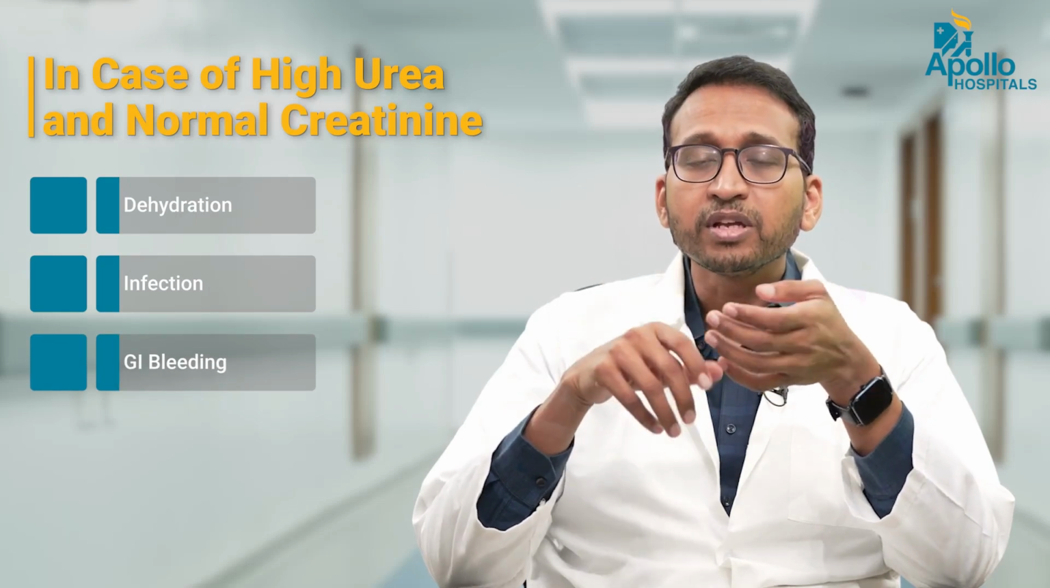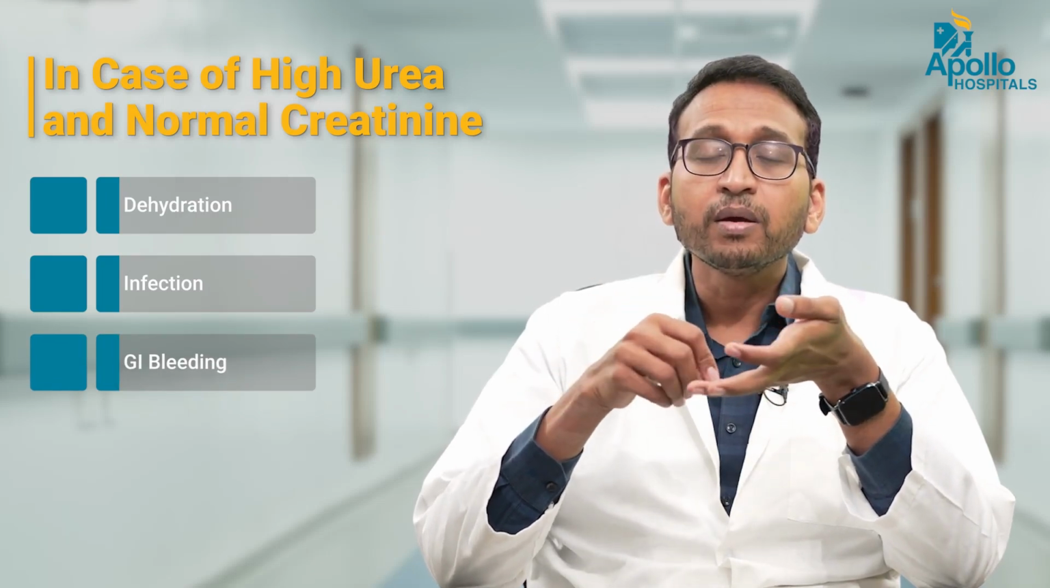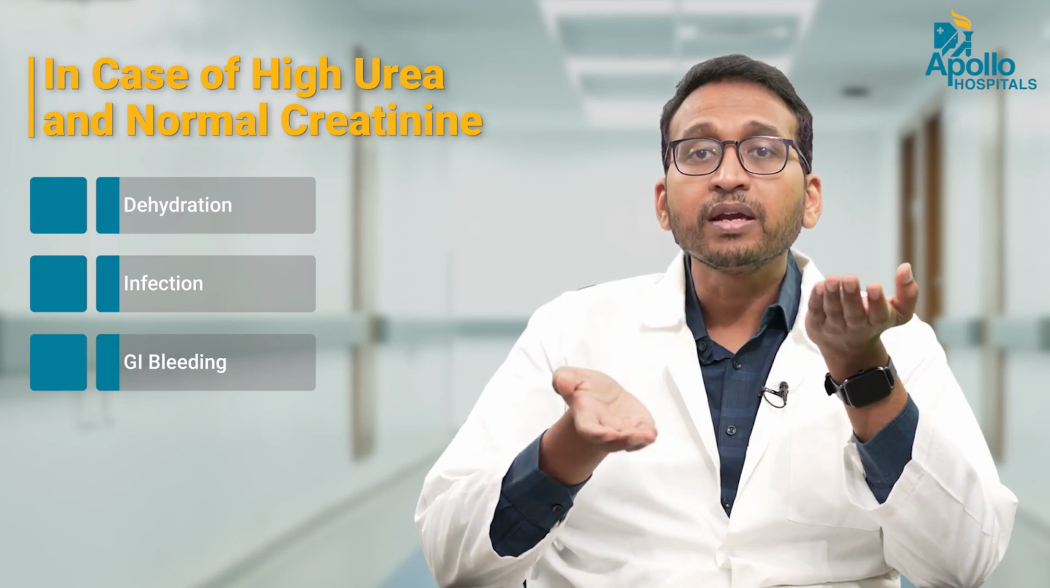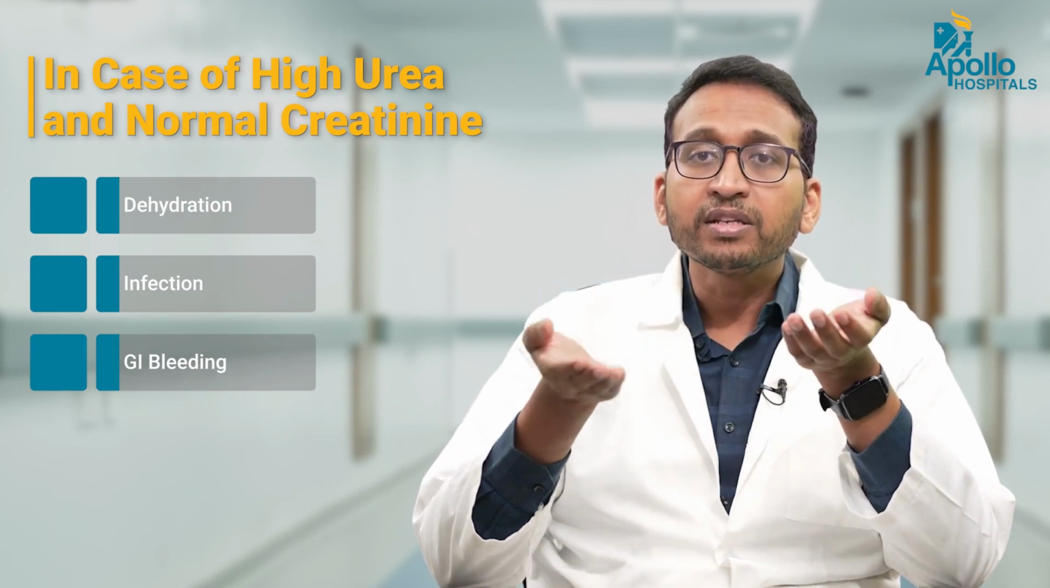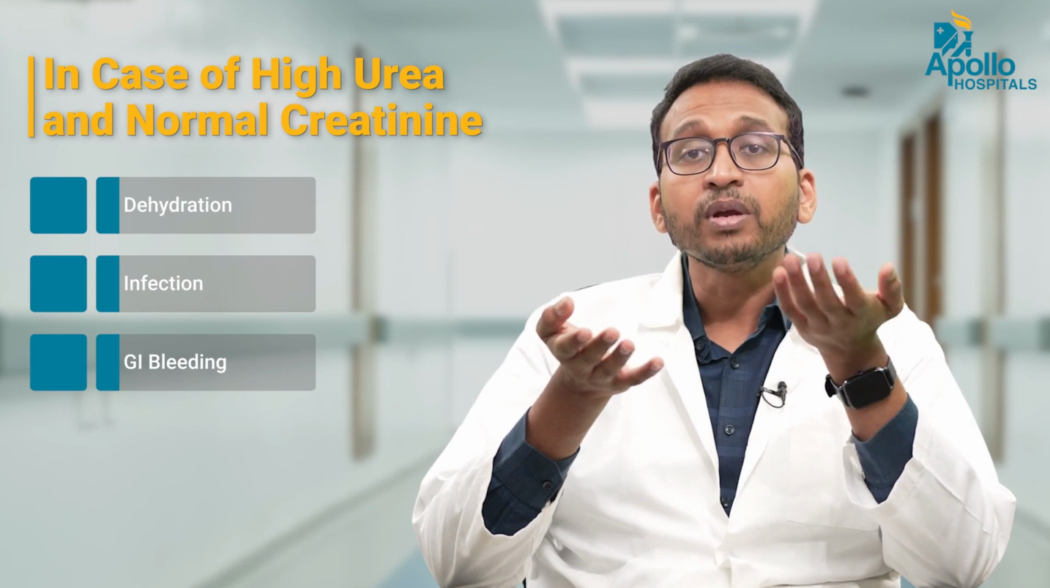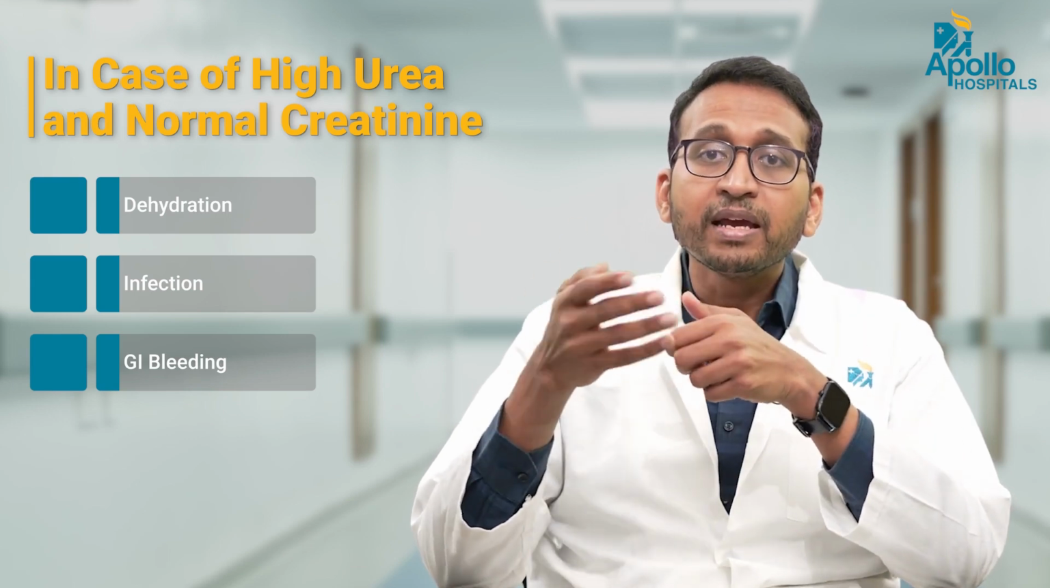That means there's bleeding in your stomach and you're dehydrated, where your urea goes up disproportionately when compared to the creatinine. When you have dehydration, the creatinine also goes up, but the urea goes out of proportion to the creatinine. The second one is infection.